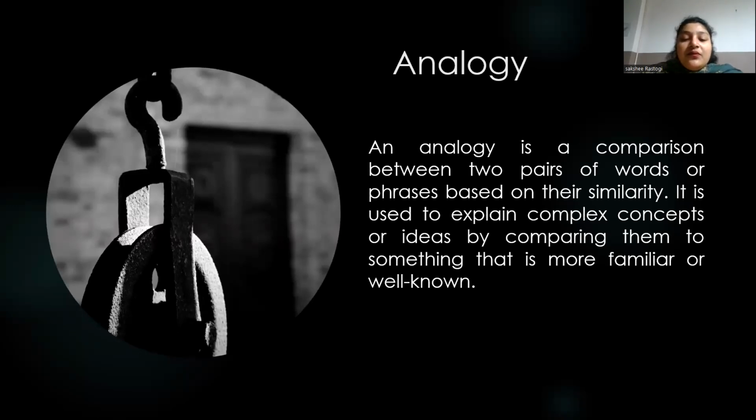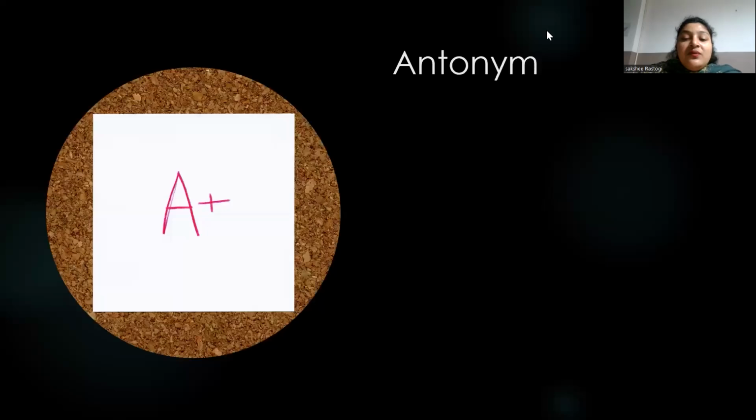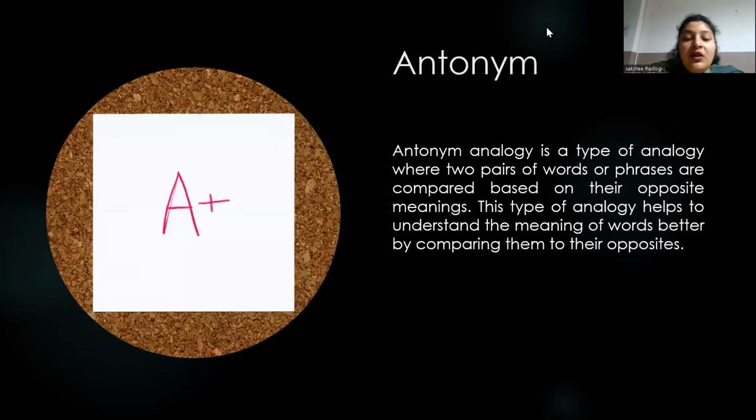So what do you mean by antonyms? Antonyms refer to a word that is opposite in meaning to another word. For example, hot, antonym cold; happy, antonym sad; fast, antonym slow; big, antonym small. Antonyms are used to highlight contrast and opposites and can be used to clarify meaning, emphasize differences, add nuance to language, and create contrast and interest in writing and in speech.